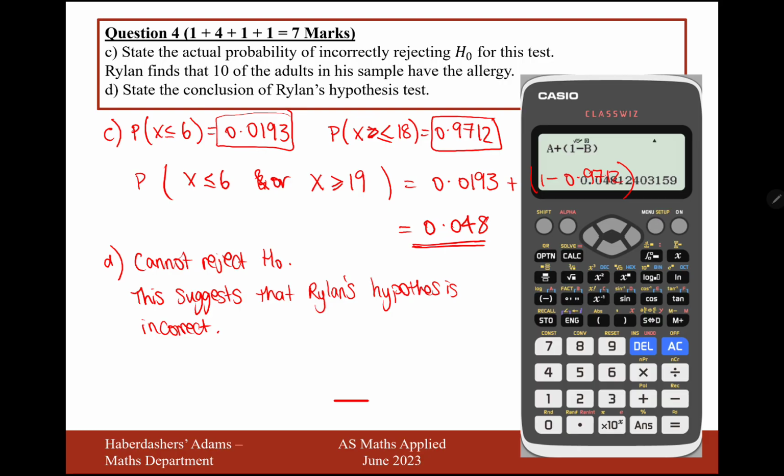Okay, so there we are. That's the answer to question 4 with a total of 7 marks. Let's now move on to question 5.